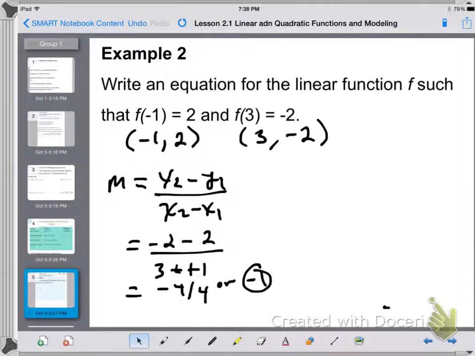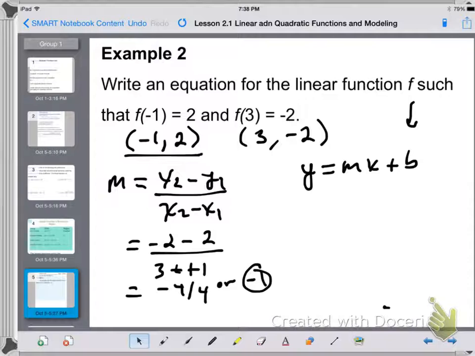The next step here you can do a couple different ways. You can pick a point and take this slope and plug it into point slope form, or we can write down slope intercept form, y equals mx plus b, and then pick a point, plug in the point, plug in the slope, and find b here. So that's what we'll do.